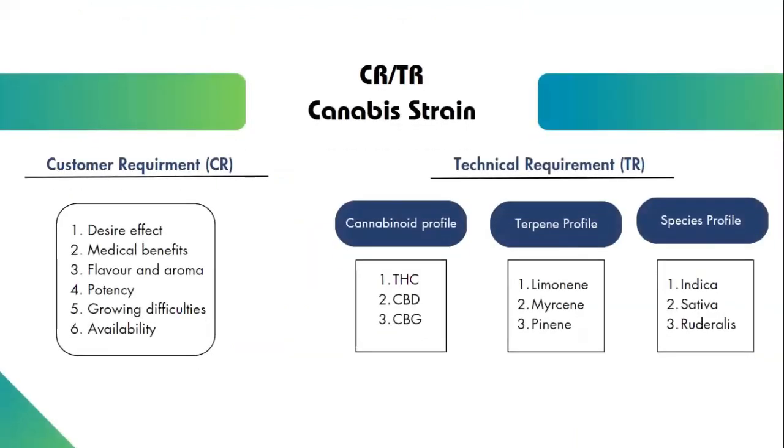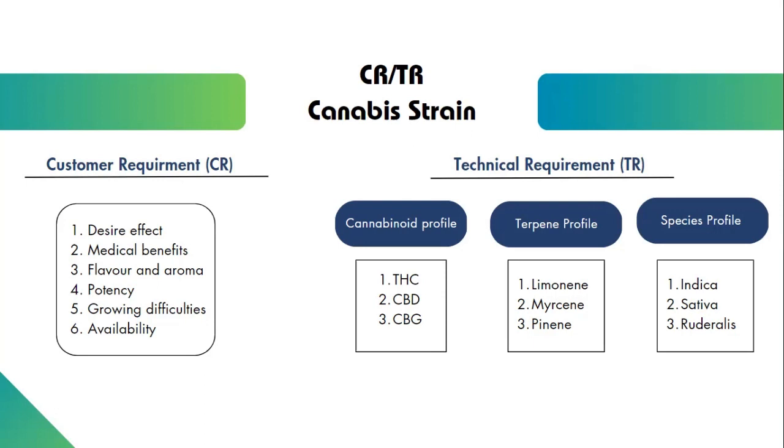Next, let's move to the criteria that we came up with for the CO and TO analysis on the cannabis strains. For the customer requirement side, we have 6 categories based on desired effects, medical benefits, flavors and aroma, potency based on the cannabinoid levels, growing difficulties, and the availability of the cannabis strains. For the technical requirement side, we have 3 main points to evaluate. For the cannabinoid profiles, we have 3 options, which are THC, CBD, and CBG.